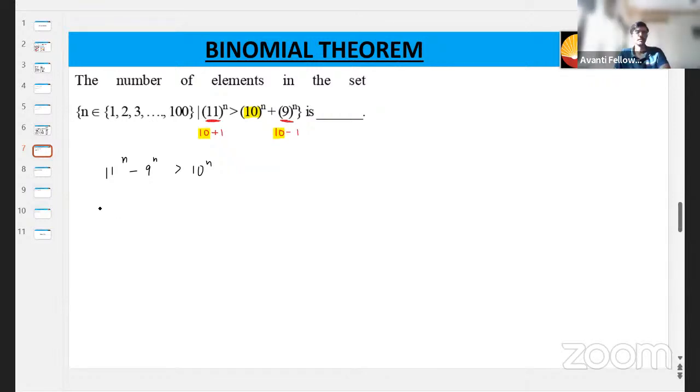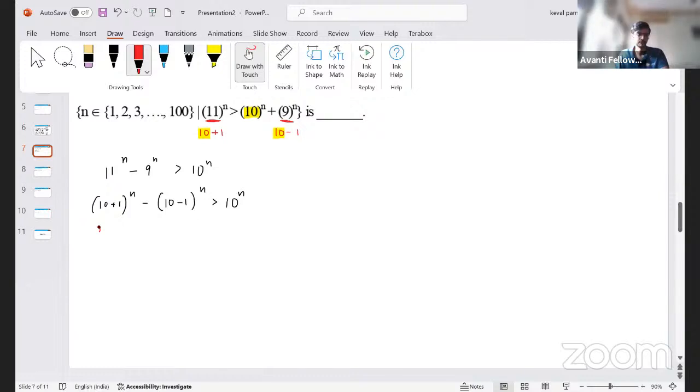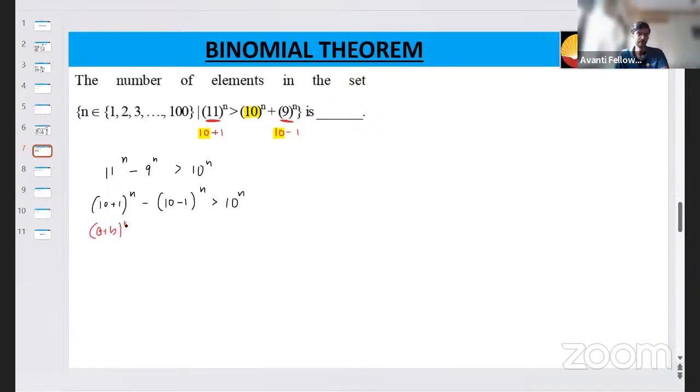So how did I write 11? Sorry, there was some disturbance. 10 plus 1 raised to the power n minus 10 minus 1 raised to the power n is greater than 10 raised to the power n. Now, if you see this, this is a very standard expansion of a plus b raised to the power n minus a minus b raised to the power n. Because of this subtraction, which terms are left? Only odd terms are left.